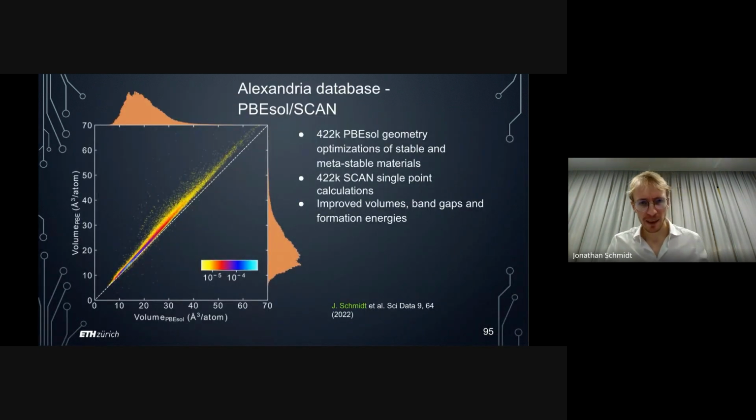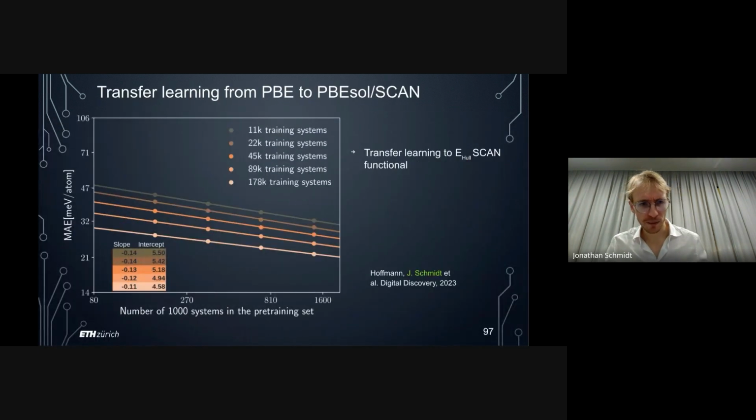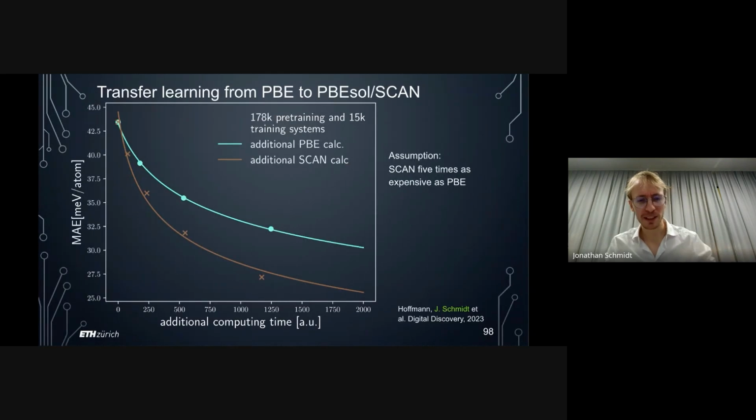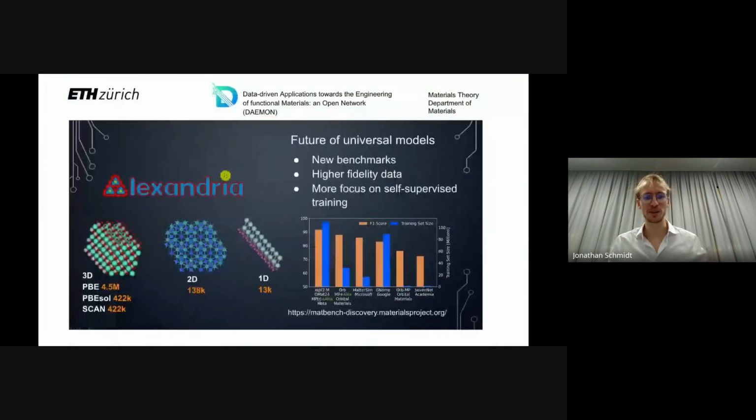Yeah, then I think I'm running out of time, so I will just skip this. We had also PBEsol and SCAN data that, of course, can be used for transfer learning. But in the interest of time, I'll just get to the end. And so all this data is available. If you have any questions, drop me an email, or Miguel. And I'm quite excited about the future of the universal models.